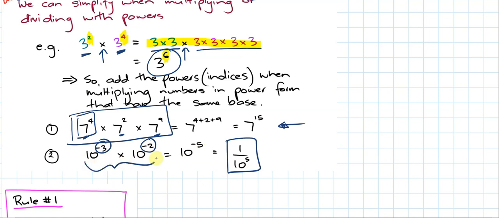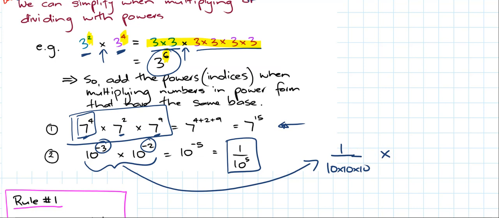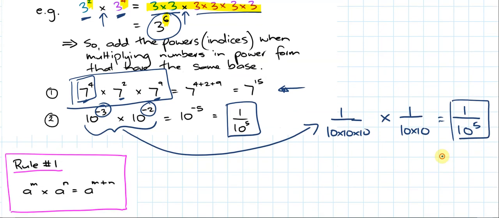I just want to have a look at how we get that. 10 to the power of negative 3 is the same as 1 over 10 times 10 times 10. That is multiplied by 10 to the power of negative 2, which is 1 over 10 squared, which is 10 times 10. Multiplying fractions, we just multiply straight across. 1 times 1 is 1, then multiplying out our denominators gives us 10 to the power of 5, which if we convert this to a negative power, we get 10 to the power of negative 5.